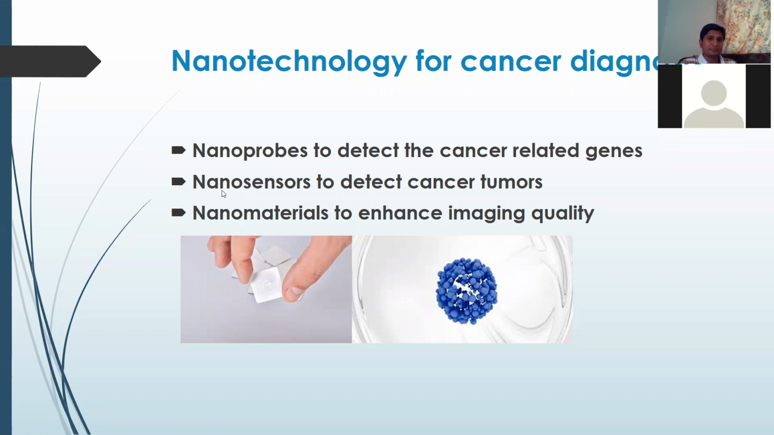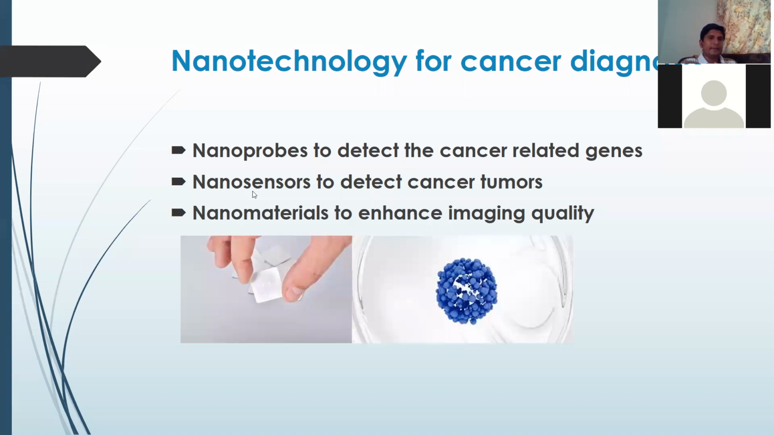Then number two, nanosensors to detect the cancer tumors. Once the tumors have been developed, once the tumors have been formed, then nanosensors could be utilized in order to more efficiently detect or diagnose these tumors as compared to the traditional methods. How these nanosensors could be more advantageous and more effective as compared to the traditional strategies, this we are going to discuss.